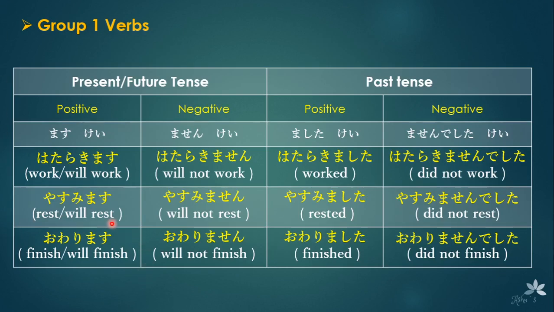Now let's conjugate the verbs in the masu, masen, mashita and masen deshita forms. Here are the group 1 verbs. In the present or future tense, you have the positive or the negative. Positive is something that I will do. And when you say I will not do or I did not do, that is the negative. So the positive is masu form, negative is masen form. Similarly, in the past tense, you have a positive and a negative, that is mashita form and masen deshita form respectively. So let's see the first verb.